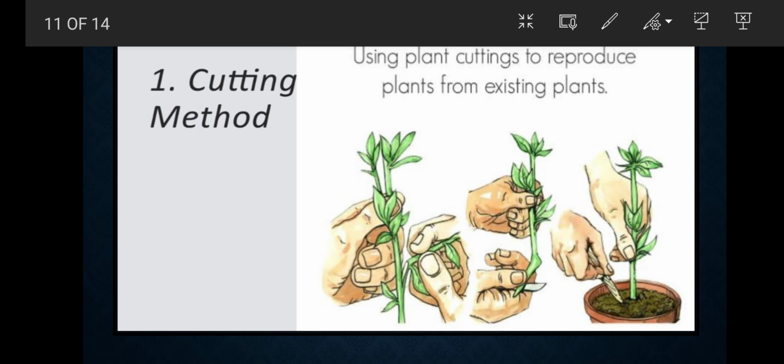As you can see in this picture also, from the main plant, the parent plant, one part of the plant is cut, which has the nodes in it, and after being cut, it is buried inside the soil here, and it is watered properly, and after some time it is going to grow into a new individual plant there.